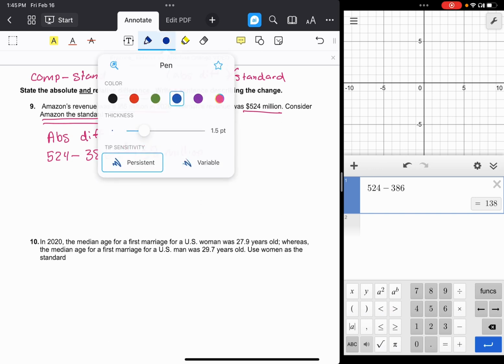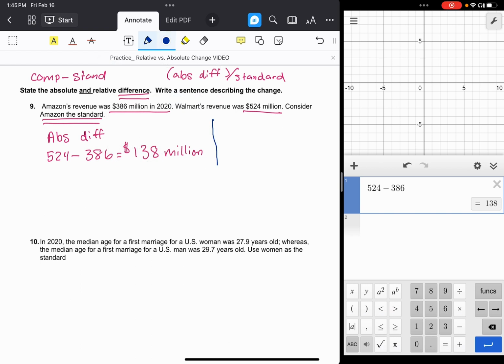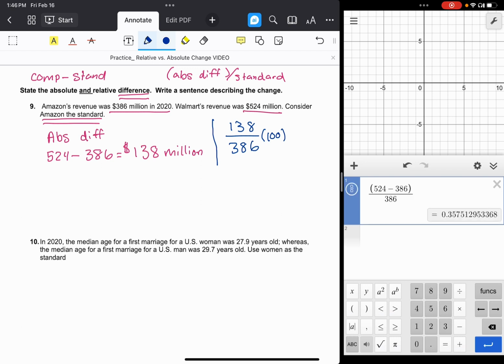Okay, so we have our absolute. Now, if we want to create our relative difference, we would take that 138 million and divide it by whatever we're making the standard. So in this case, it's that Amazon 386. And I'm going to turn that into a percent. So divided by 386, and I'm going to times that by 100. And so I get 35.8%.